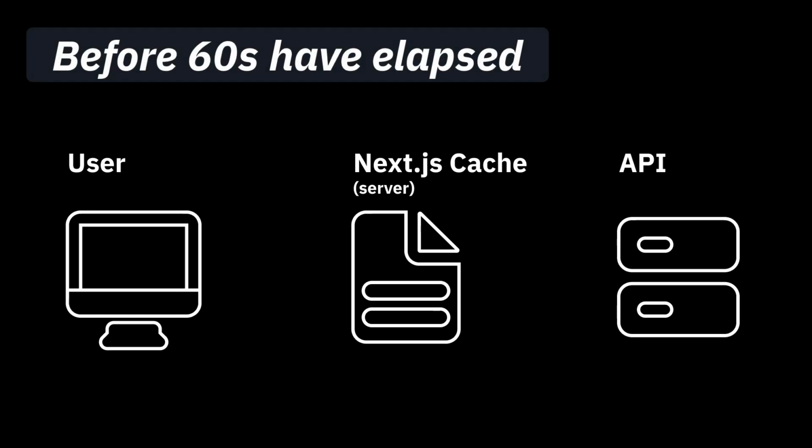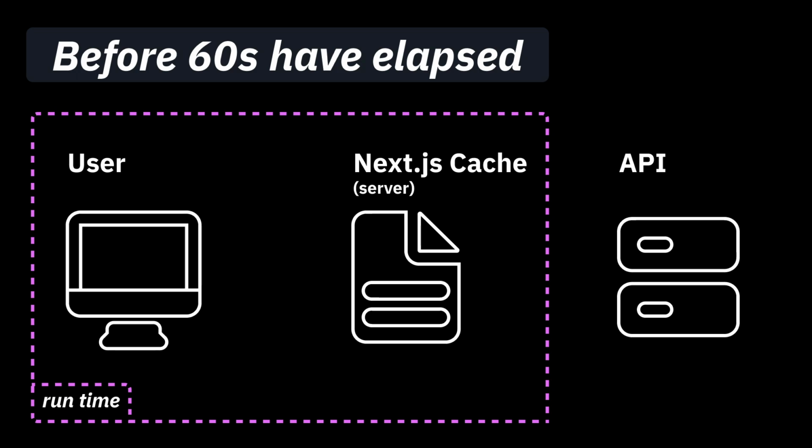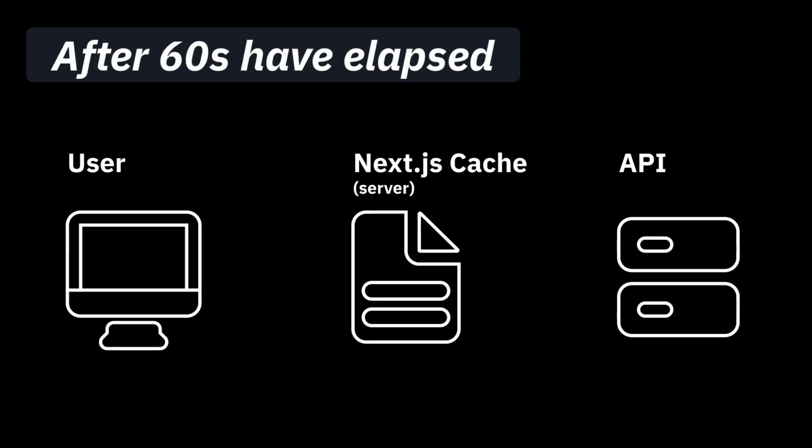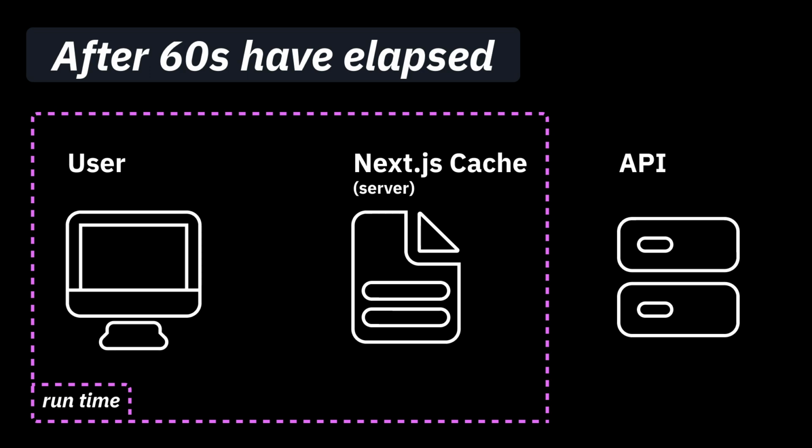So before a revalidation period of 60 seconds has elapsed, Next.js is going to behave in the same way as specifying cache force cache. That means that incoming requests are going to be served directly from the Next.js cache without hitting the API. After our 60-second revalidation period has elapsed, it's going to behave slightly differently. When a user visits the page, they are still going to get the response back from the cache. However, this response might contain stale data.